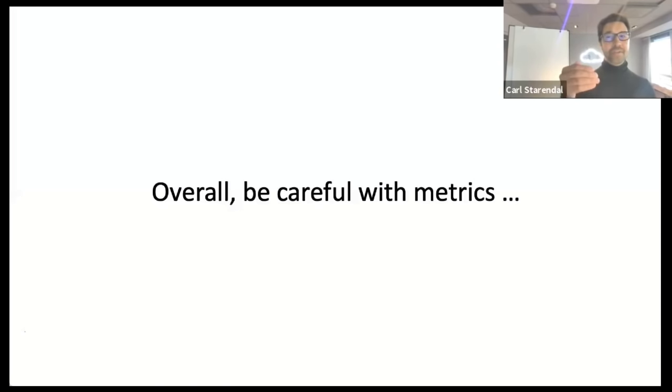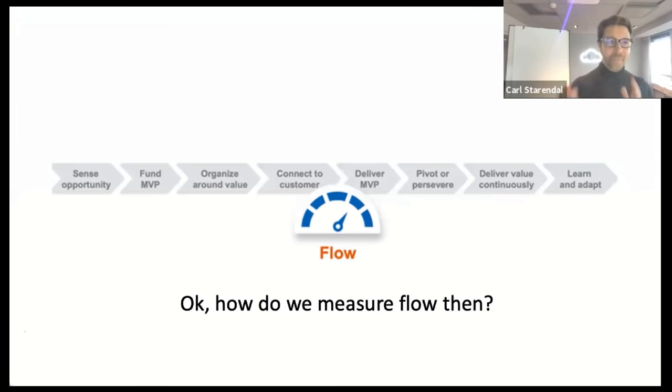So as you're introducing a quantitative aspect of the work, think first. What are the effects? How can this be abused? Is this really supporting decisions that we're trying to make? So that's the warning label, okay? So be careful. So how do we measure the flow?